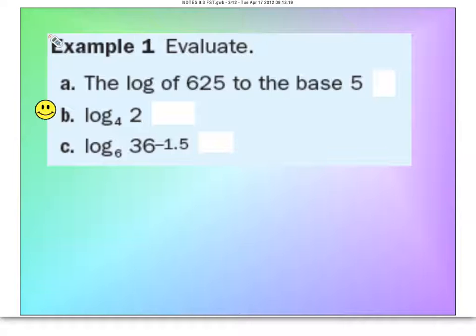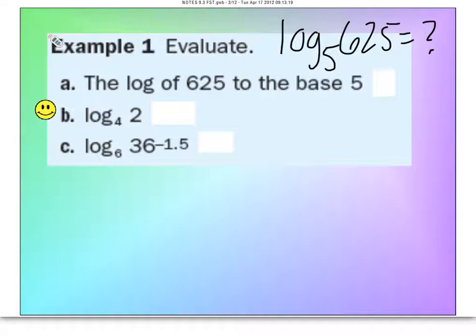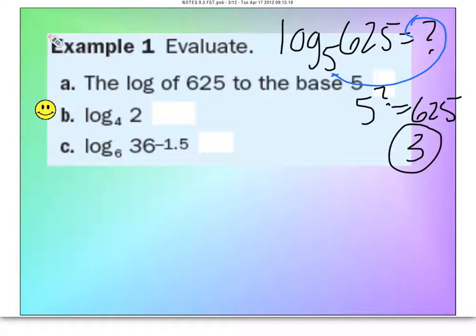Let's look at these three more for extra practice. Log of 625 to the base 5. So I'm going to say log base 5 of 625 equals something. And if I rewrite it as an exponent, the real question is 5 to some power equals 625. Again, I may not know this offhand, but if you play around in your calculator, you're going to realize the answer here is 3. Part B.